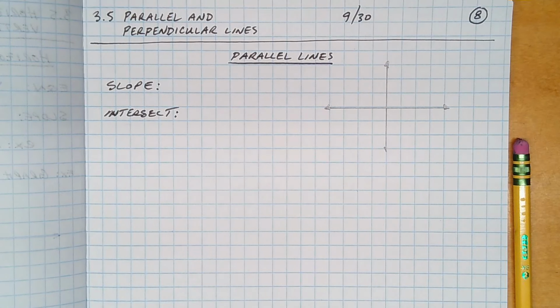All right, everybody, let's talk about the second part of 3.5, parallel and perpendicular lines. This is page 8 in our notes.